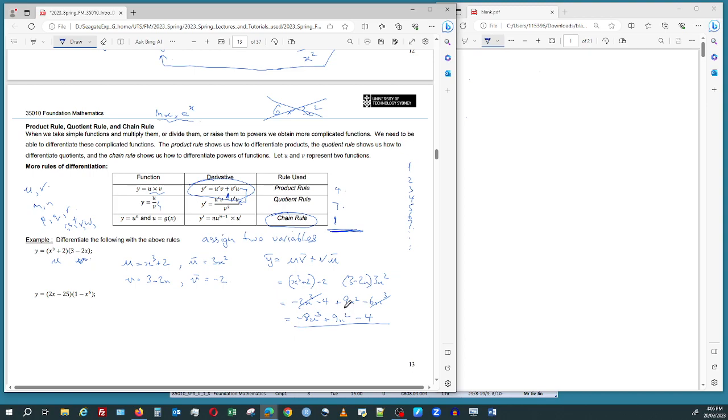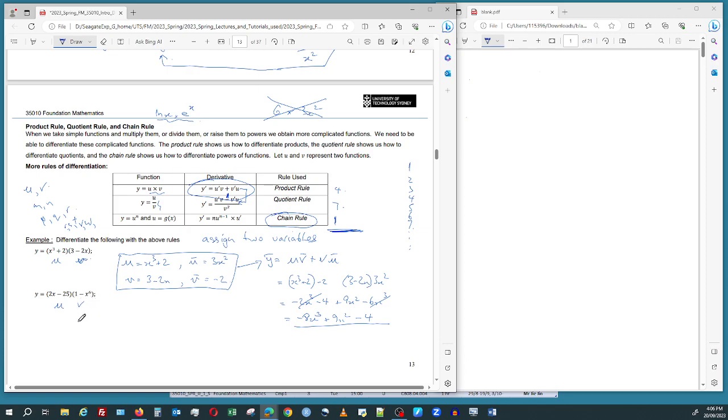Alright, so the use of the product rule is fairly straightforward. You get your 4 parts and you substitute them into the rule. Now, if I did it that way, it would come out exactly the same thing. I'll let you do that. Alright.